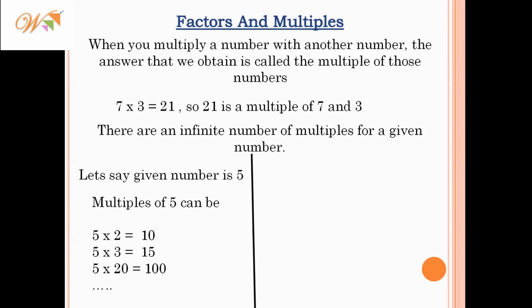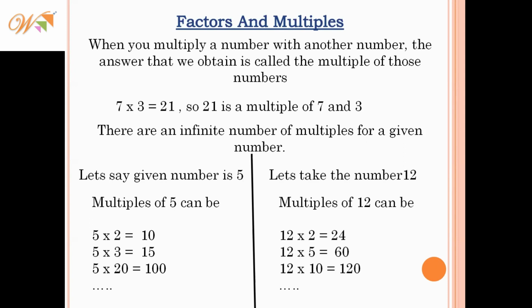Let's take another number, 12. Multiples of 12 can be 12 times 2 is 24, 12 times 5 is 60, 12 times 10 is 120, and there can be many multiples. Right? So there are limited factors of a number, but there can be infinite multiples of a number.